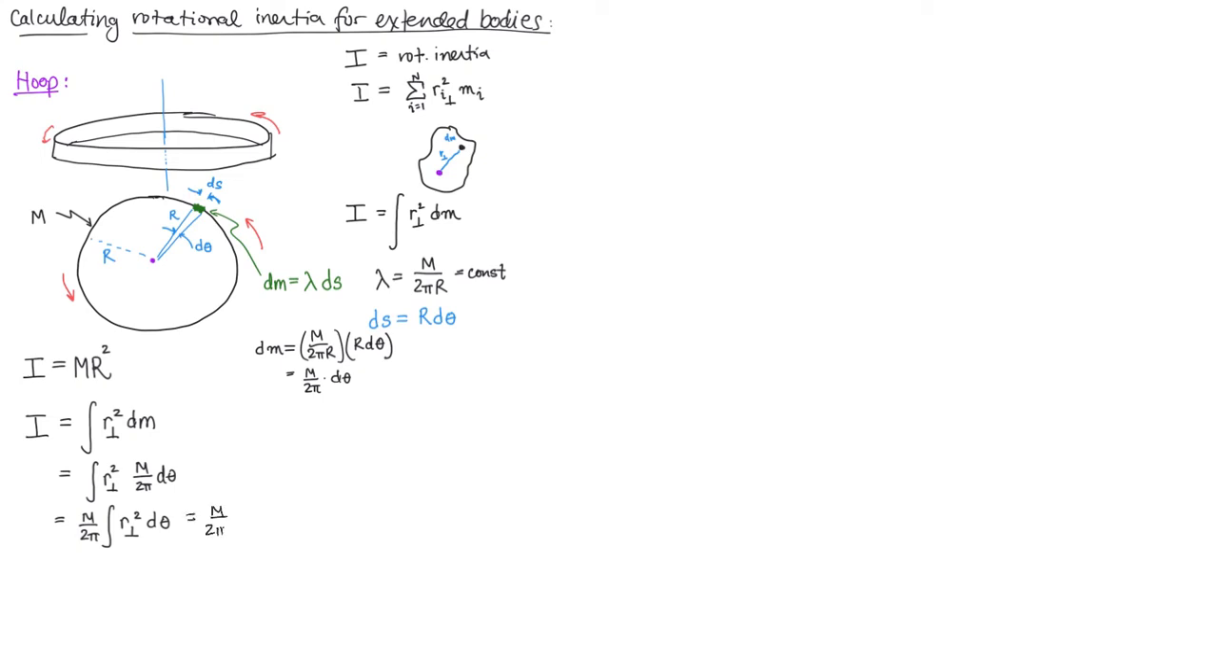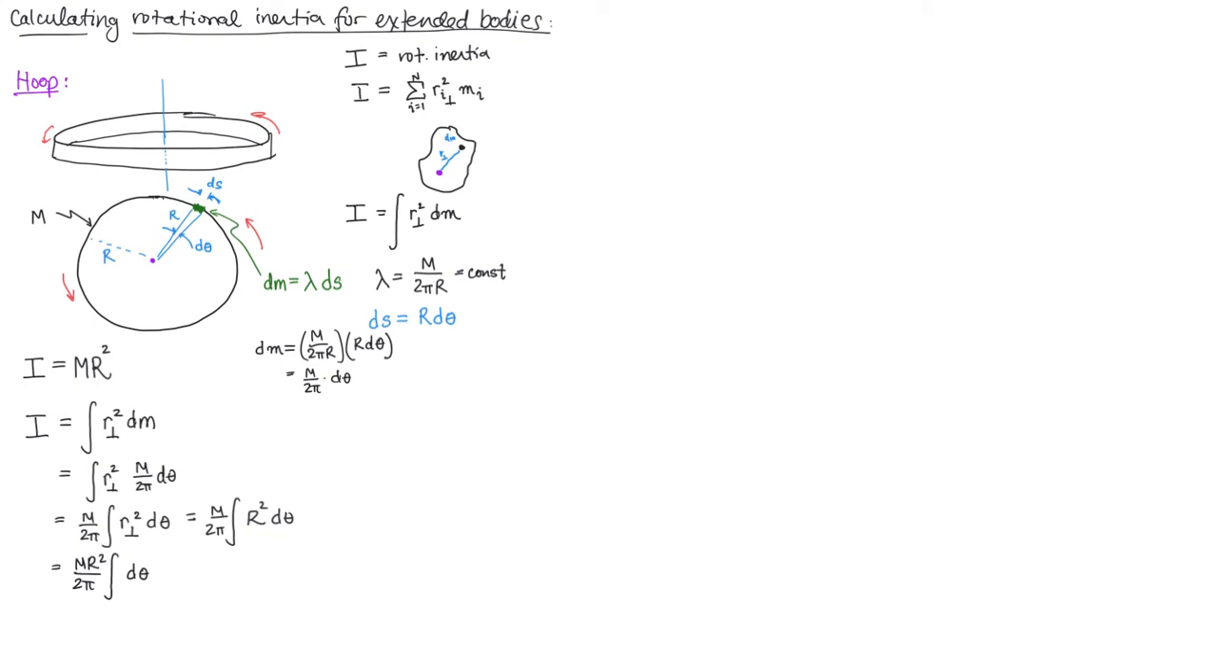So we'll take it in 2 steps. We first recognize that r perpendicular is simply the radius of the hoop, and that for all masses on the hoop, those masses are all the same distance away. So our capital R is constant for all of our mass elements, so we can factor it out of the integral.